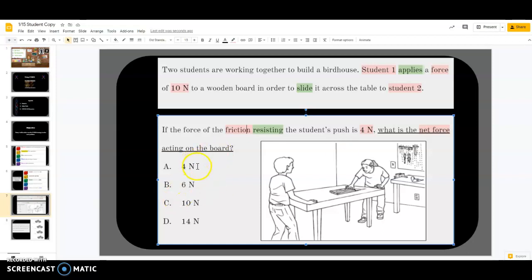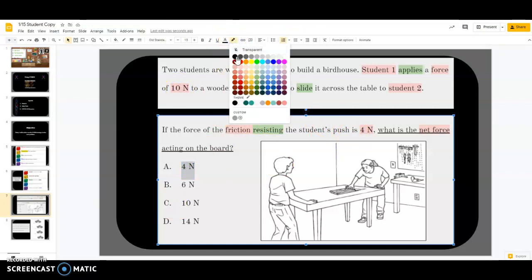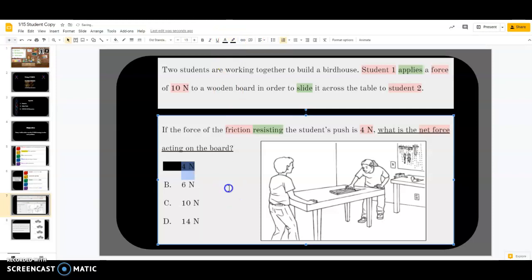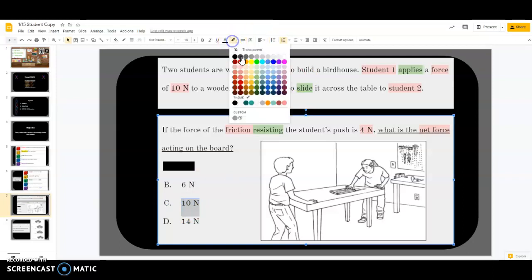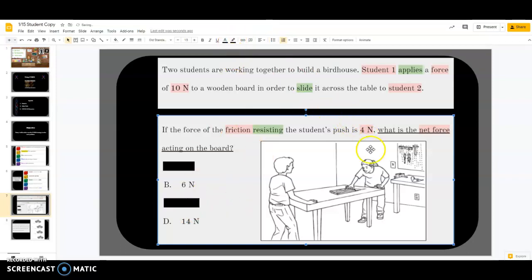Okay, well, it can't be 4 newtons because I have to account for 10 newtons and 4 newtons, and I can't only do part of the force. So if 4 newtons was the correct answer, that means I was ignoring the 10 newtons present. That means also 10 newtons isn't correct because that means I would be ignoring the 4 newtons of force on the board. So that leaves me with 6 newtons and 14 newtons.